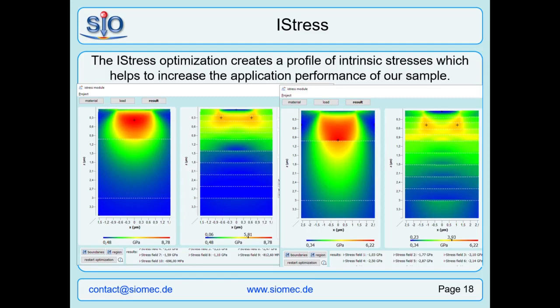The software IStress optimization creates a profile of intrinsic stresses which helps to improve the application performance of our sample. With the help of this easy-to-use model, you can simulate desired intrinsic stresses within the substrate and/or the layer, or even in a multi-layer stack, and find out which might come in handy for our special application.